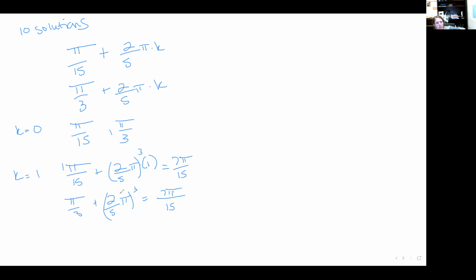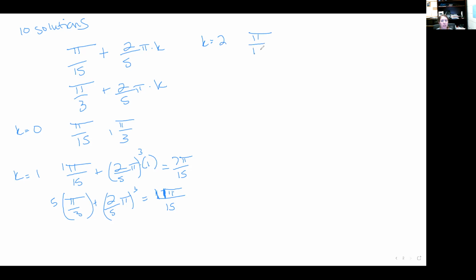Wait a minute. Let's see that right. Oh wait, no, a minute. This one, you have to get a common denominator. So you multiply this side by 5, multiply this side by 3, and this would be 5 pi plus 6 pi, which makes 11 pi over 15. All right, the next one is k equals 2.